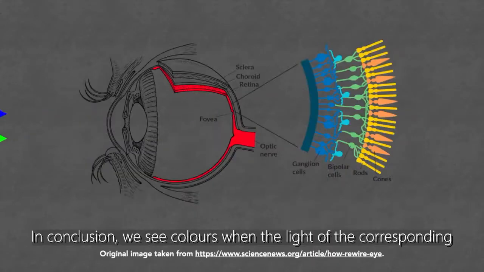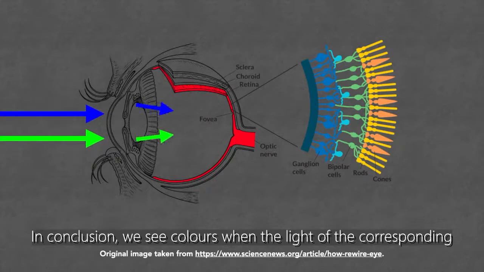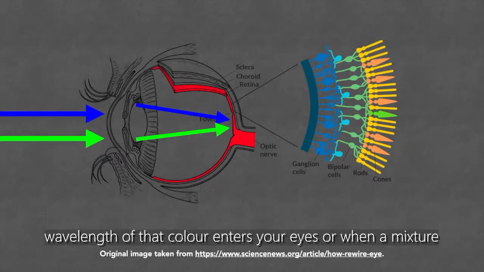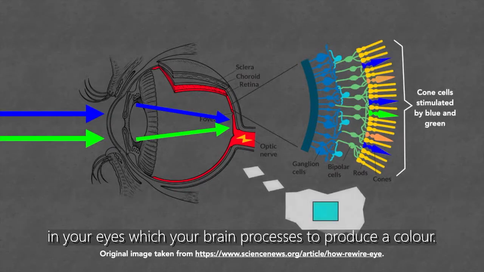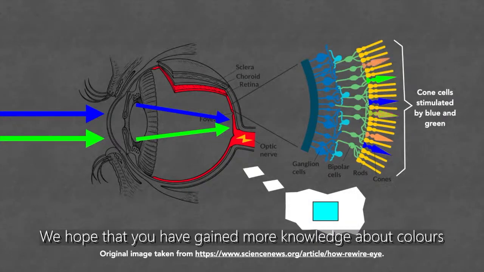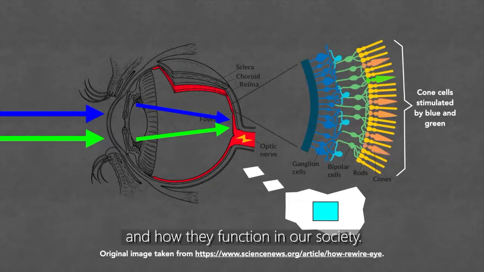In conclusion, we see colors when the light of the corresponding wavelength of that color enters your eyes, or when a mixture of varying amounts of red, green, and blue lights stimulate the cone cells in your eyes, which your brain processes to produce a color. We hope that you have gained more knowledge about colors and how they function in our society.